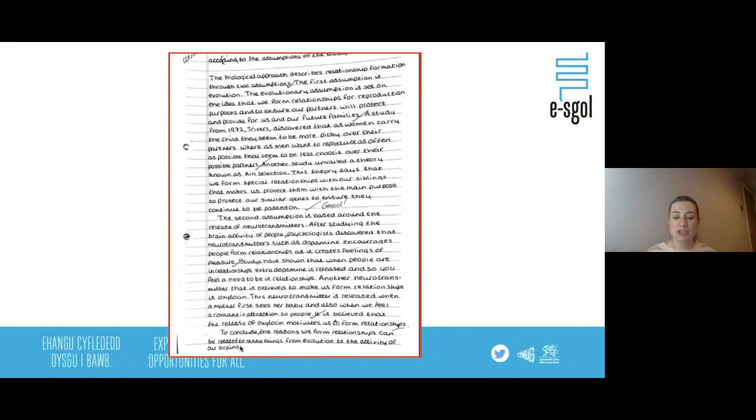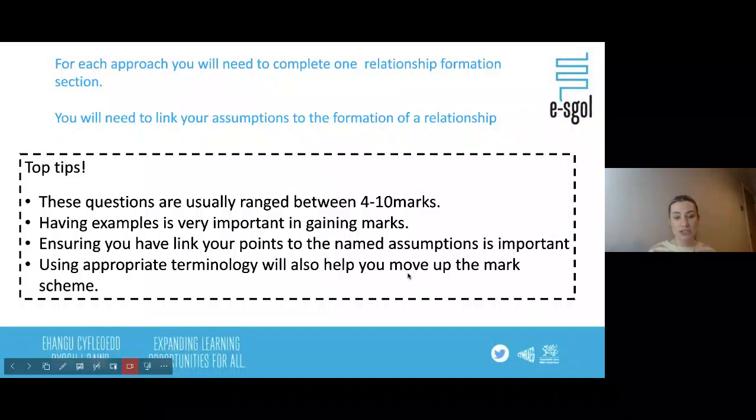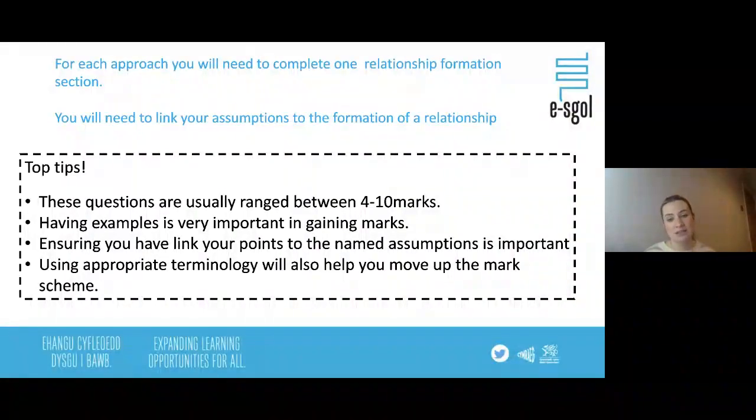So that's definitely something to consider, that if you are concluding your describe questions, it's a waste of your time in the exam. You don't have lots of time in the exam and you have a lot of writing to do. So really make sure that evaluation questions are the only ones that you are concluding, and that you are adding that detail where you can. Just an overview then for relationship formation questions. They are ranging between 4 and 10 marks. We've got to have examples. We've got to make sure that our points are linked to the named assumptions and that we are using the appropriate terminology throughout our answers.